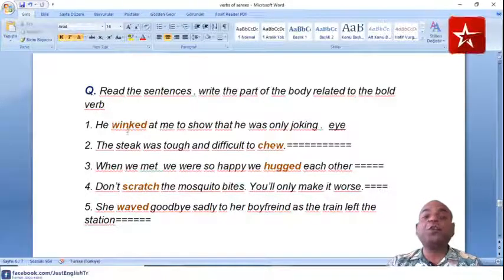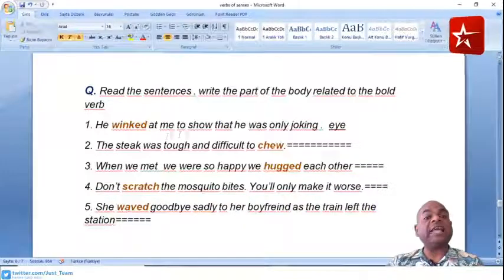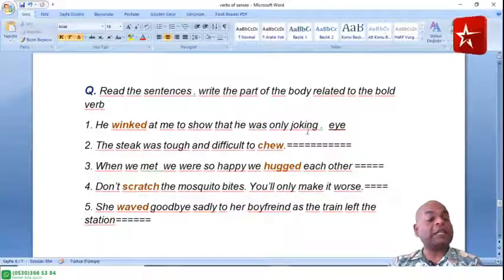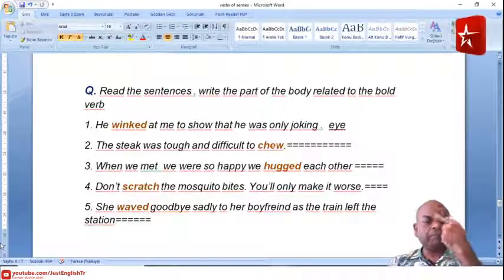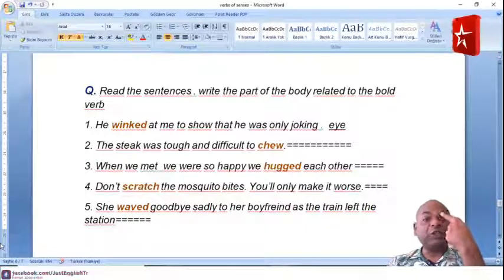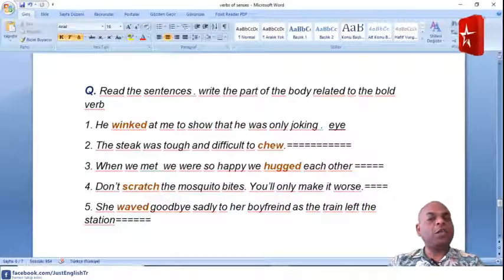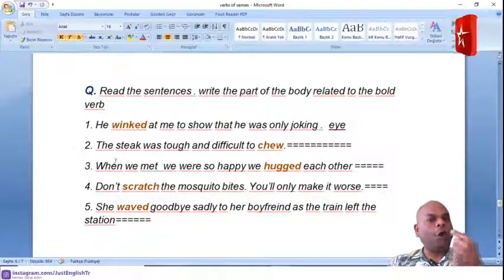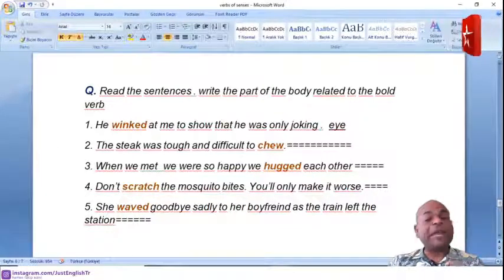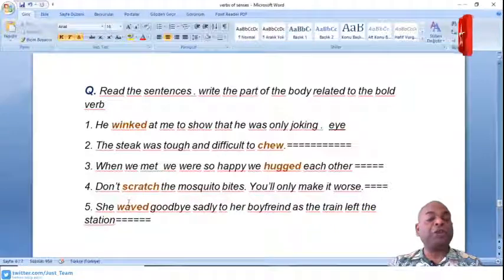Now if you don't know what is winked, now let me do for you. Now that's called winked. Alright, he winked at me to show that he was only joking. So winked is what? Which part of the body? That's your eye. So we use eye there for winked. Alright, now same way, I want your answer for number 2 and number 3.